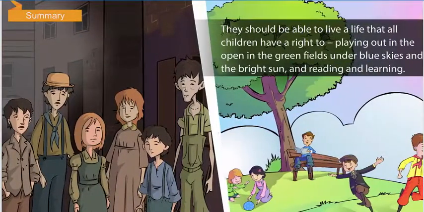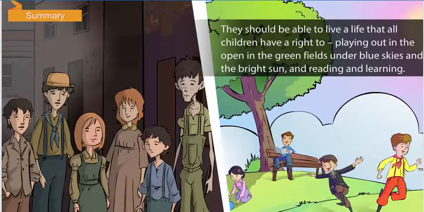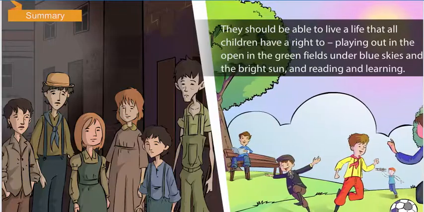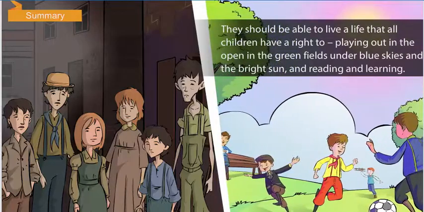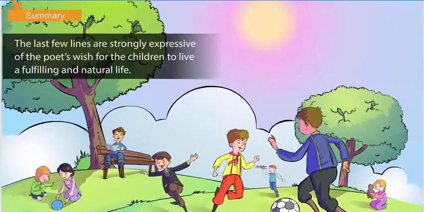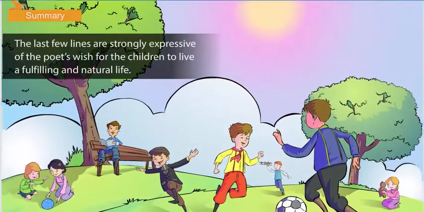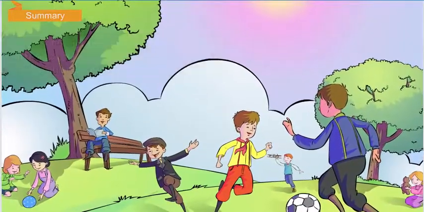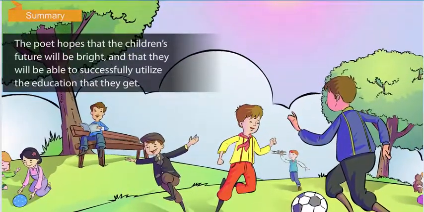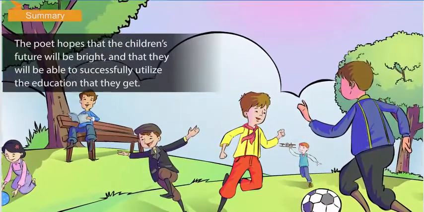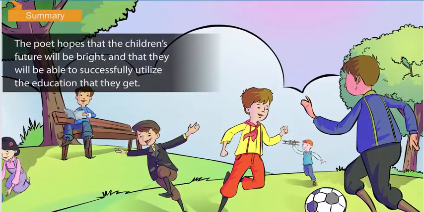They should be able to live a life that all children have a right to, playing out in the open in the green fields under blue skies and the bright sun, and reading and learning. The last few lines are strongly expressive of the poet's wish for the children to live a fulfilling and natural life. The poet hopes that the children's future will be bright and that they will be able to successfully utilize the education that they get.